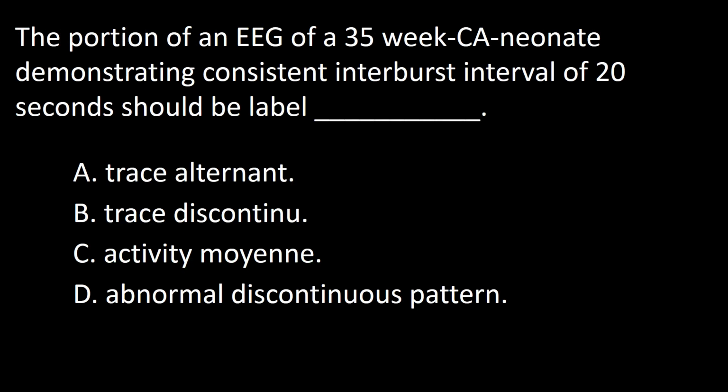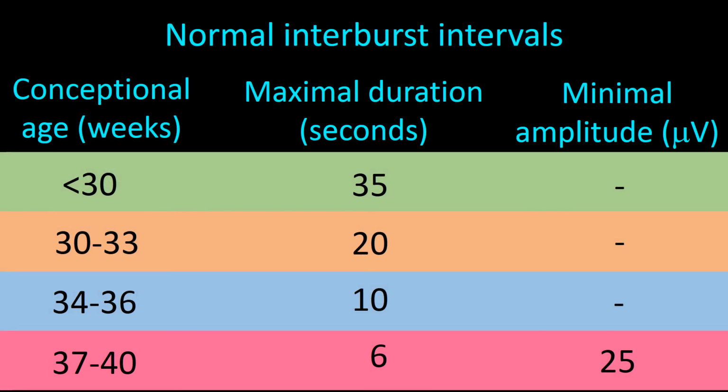Next question. The portion of an EEG of a 35-week conceptual age neonate demonstrating consistent intervals of 20 seconds should be labeled A. Tracé alternate, B. Tracé discontinue, C. Activité moyenne, D. Abnormal discontinuous pattern. You have seen this chart before. It states the upper limits of normal.